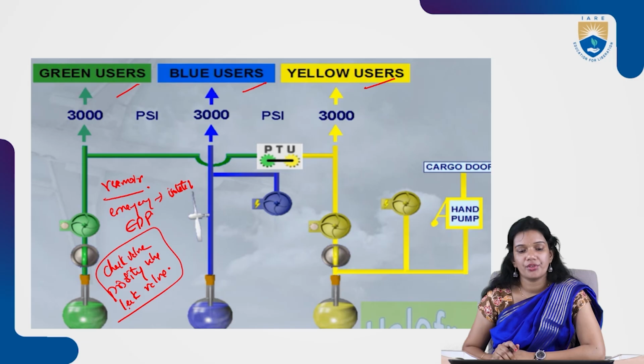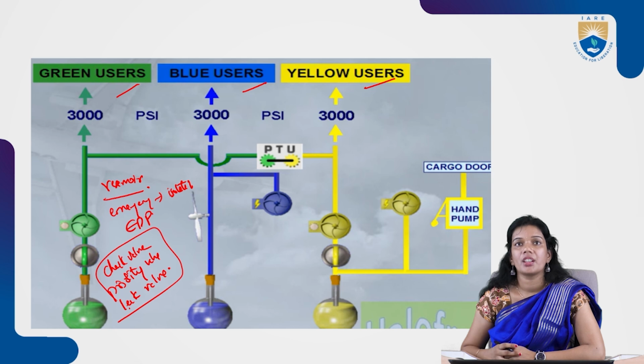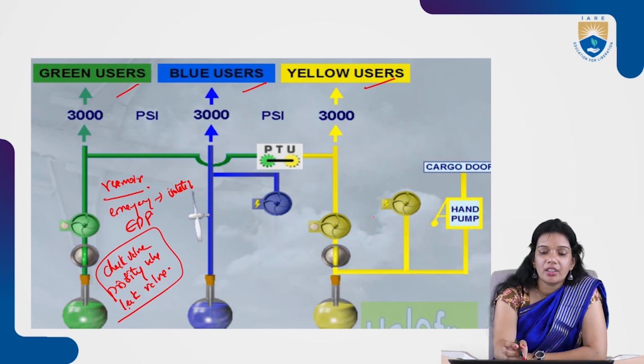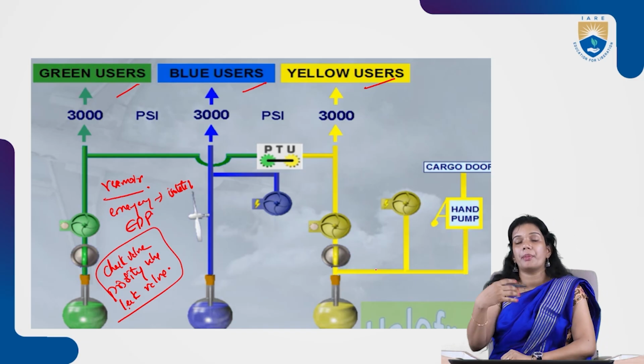Then you have blue users. Blue users are also having the same thing, except that they have electric driven pumps here, right? So electric driven pumps along with that, right? Then you have yellow systems. Yellow systems are having a hand pump as well. They are maintaining the backup.